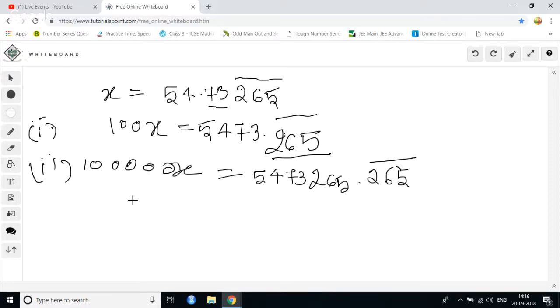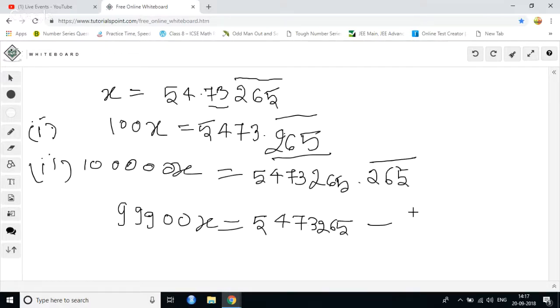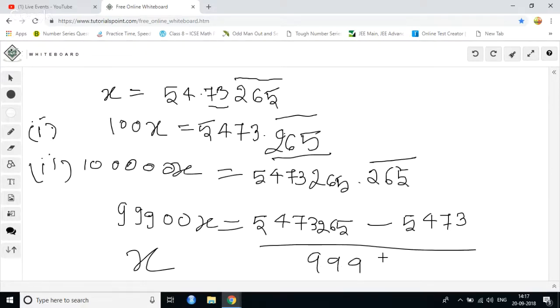Now you subtract these two equations. How much is it coming? 1 lakh minus 100 would be 3 nines and 2 zeros, and then you have x, and 265 bar from both the positions will get eliminated. So how much would it be? 5473265 minus whatever is in the first equation, which is 5473. So what do you get? If you want to find out the value of x, you just divide this number by 999000.